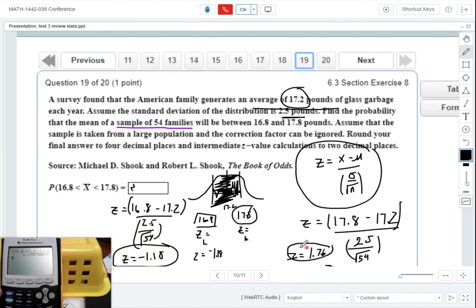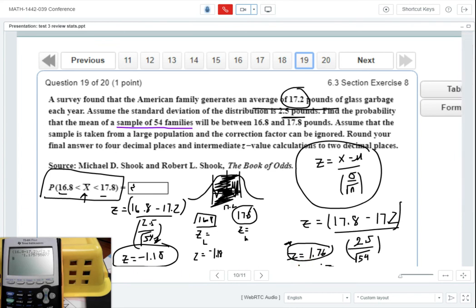So on my calculator now, I have my 2 z values, and this is the symbology for finding the area between 16.8 and 17.8. In order to do that, these are not z-values. These are the values. You have to plug in the z-values in the calculator to find the probability. The lower is going to be negative 1.18, and the upper is going to be 1.76. So let's do that on our calculator now.